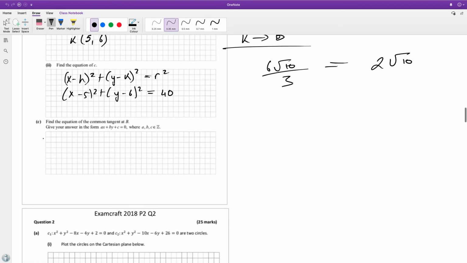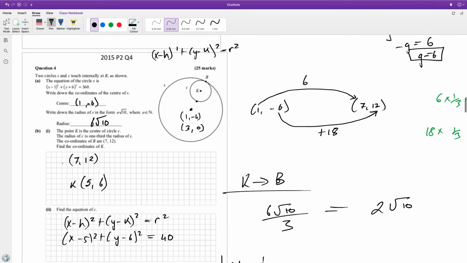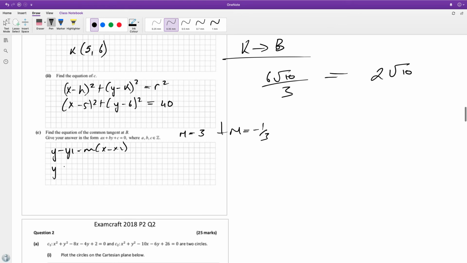Right. So the original slope is m. M is equal to the perpendicular slope, minus 1/3. So that's y minus y1 equals m times x minus x1. Y minus y1, b is 7, 12. X minus 3y minus 43 is equal to 0.